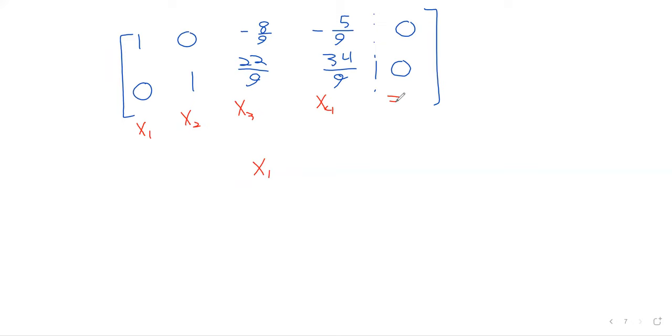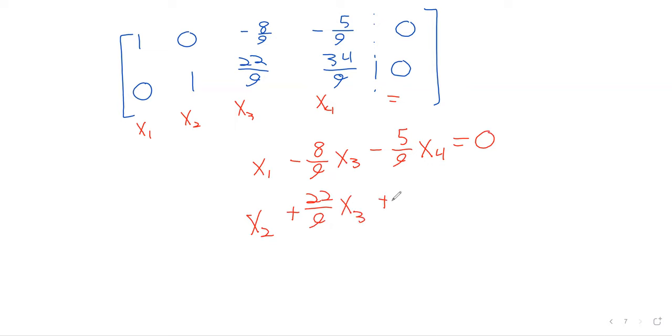But x1, and now maybe we can do a little of this in our head. x1 - 8/9 x3 - 5/9. What do you save, like a minute? It's probably best to just write everything down, at least when you're teaching the material. x2 plus 22/9 x3 plus 34/9 x4 equals 0. And then there was some confusion about where to go from here.